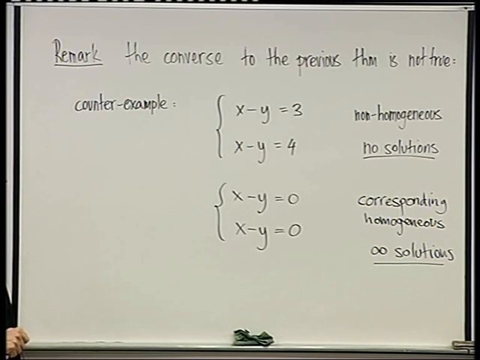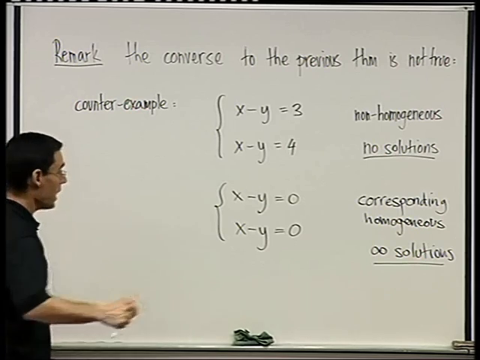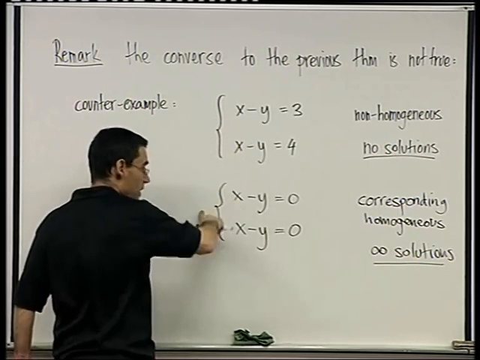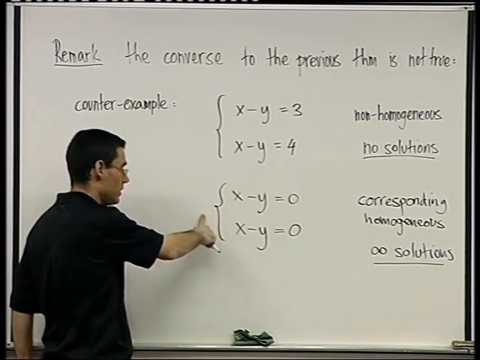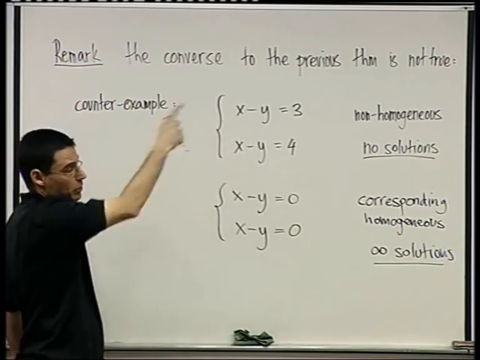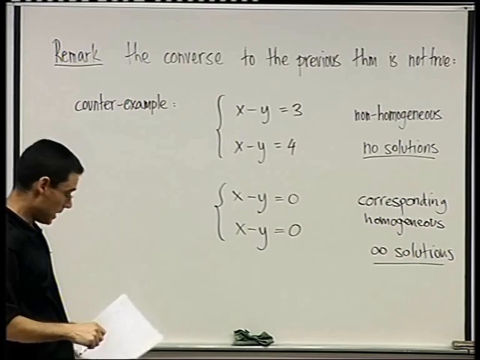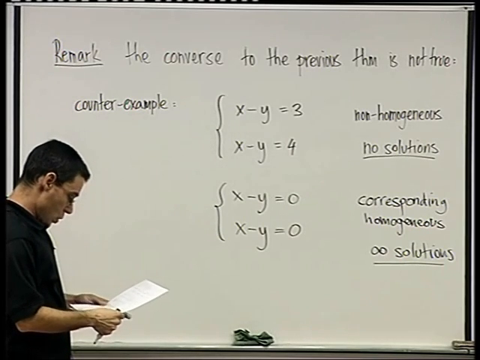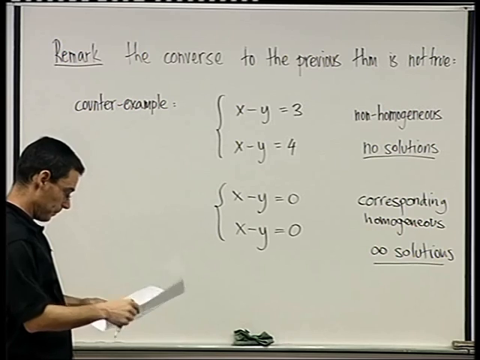Do you agree? Okay? So it's not true that if the homogeneous one has infinitely many solutions, then so does the non-homogeneous. That's false. That's the other direction of that theorem. Okay? Good.